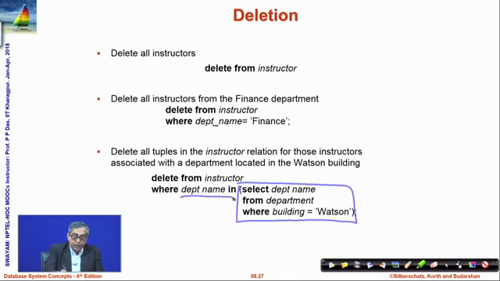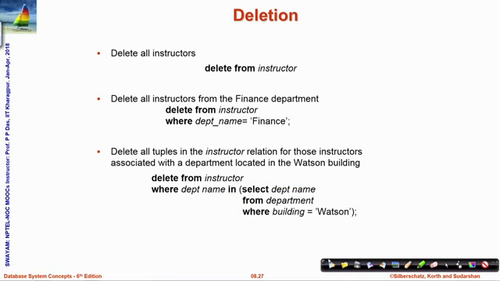Then you use set membership to check whether a particular department belongs to that set. If it does, then it is in the Watson building, otherwise it is not. If it does belong to the Watson building, then this where clause becomes true and the corresponding instructor record is deleted, and that is how these different kinds of selective deletion can happen.